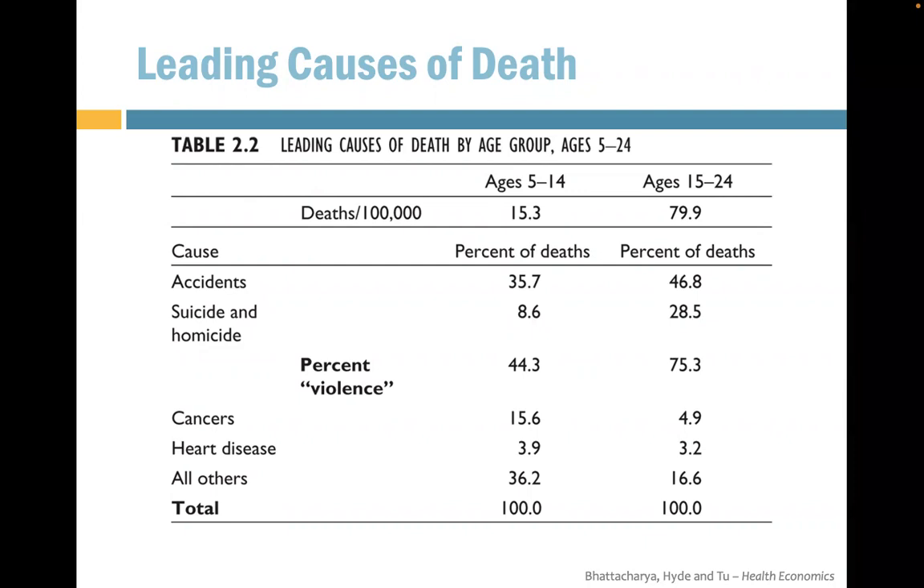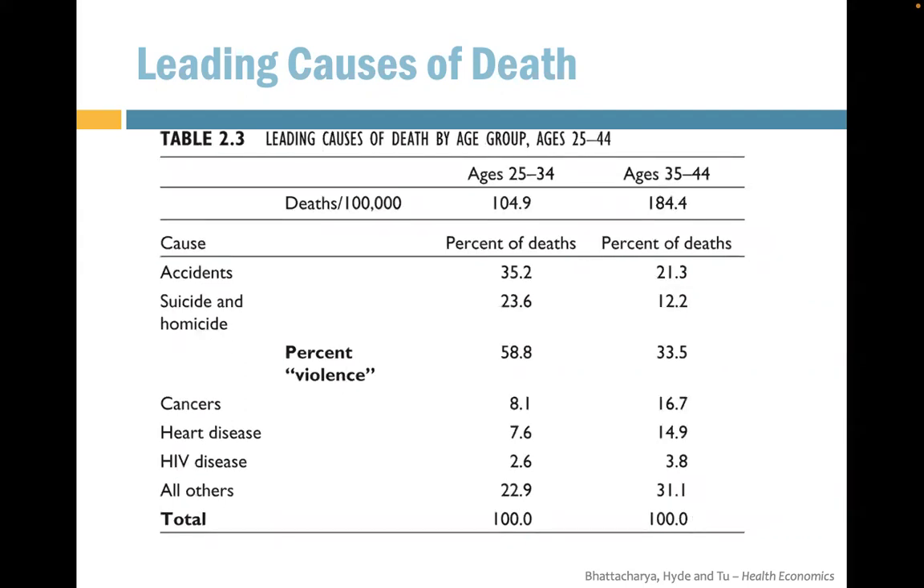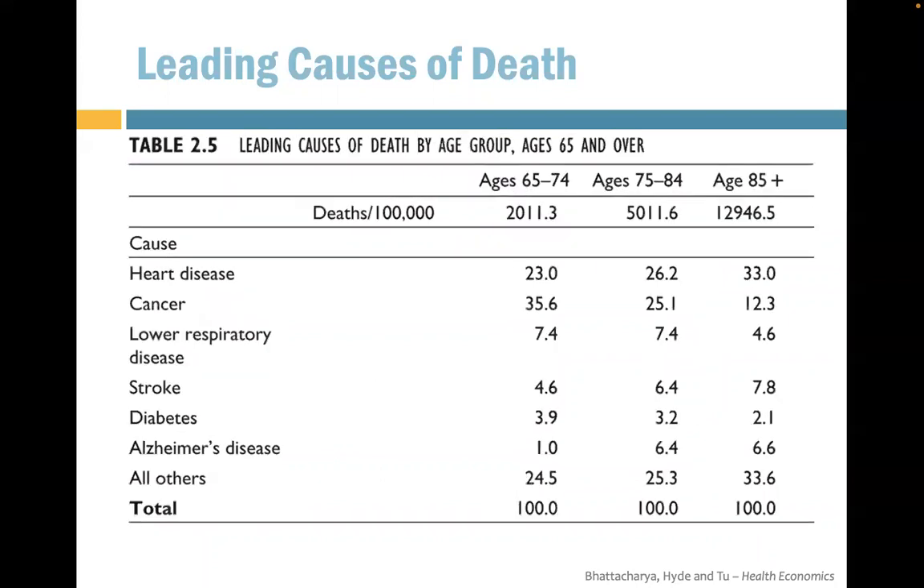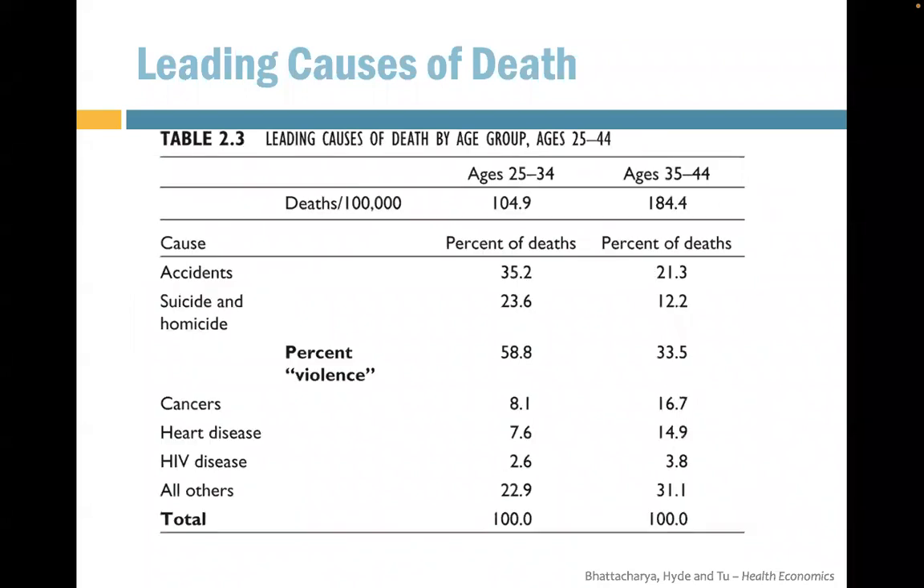I assume a lot of you are among the second group. So if a person dies in this age group, then there's a really high chance that it comes from a violence-related cause. If we go up to ages 25 to 34, ages 35 to 44, or all the way to ages 85 and above, we can see that percent of violence is decreasing.